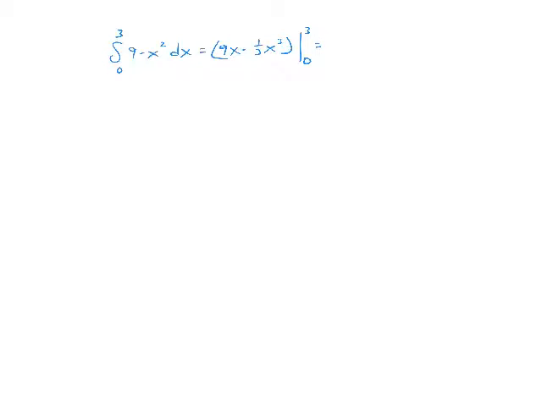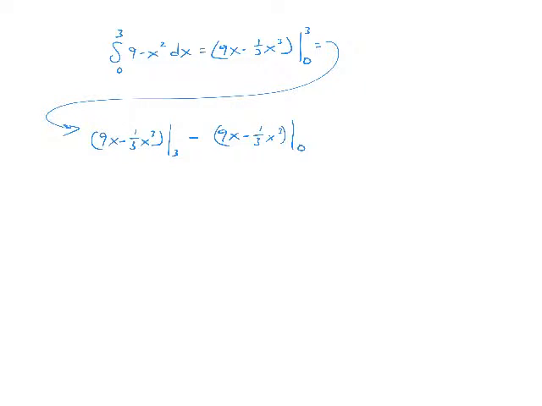So let's see if I can be overly explanatory here. 9x minus 1/3 x cubed evaluated at 3 minus 9x minus 1/3 x cubed, evaluated at 0. So you just have to be careful, mind your subtraction, etc. So plug in 3, what do I have? 27 minus 1/3 times 27. That's all that minus, that's just 0, easy peasy. I get 18, life is good.